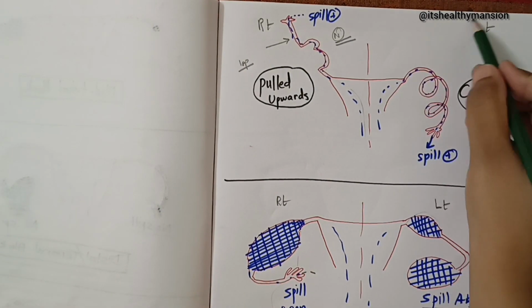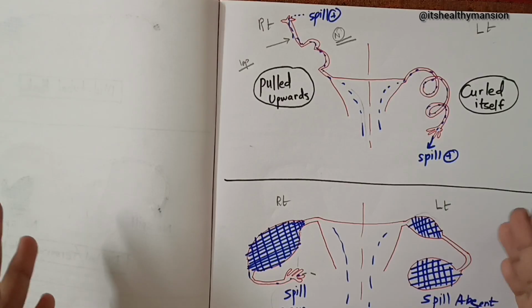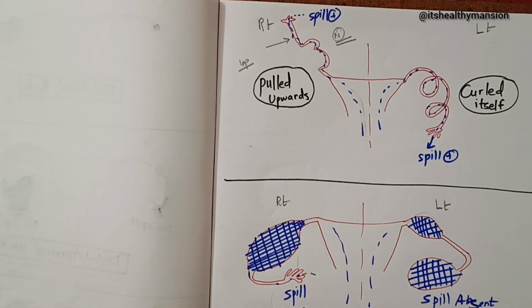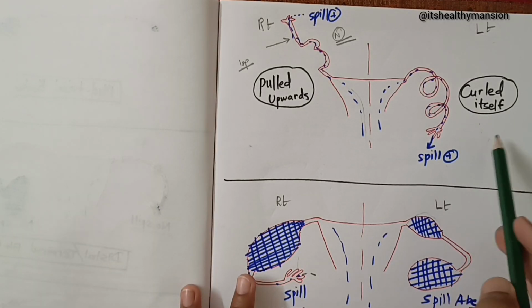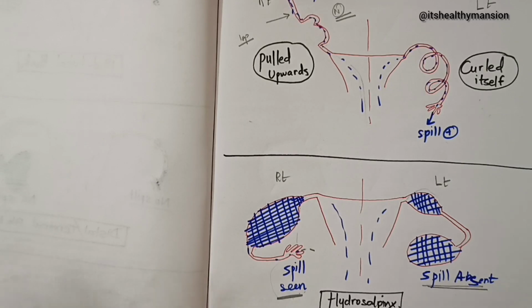Now next, on the left side you may see the fallopian tube is curled upon itself. It is also a normal thing because the spill is positive here also. Sometimes the fallopian tubes curl upon themselves and you will see this in the HSG. So this is also normal. Hope you have understood this diagrammatic. Now let's see the HSG films and interpret them together.